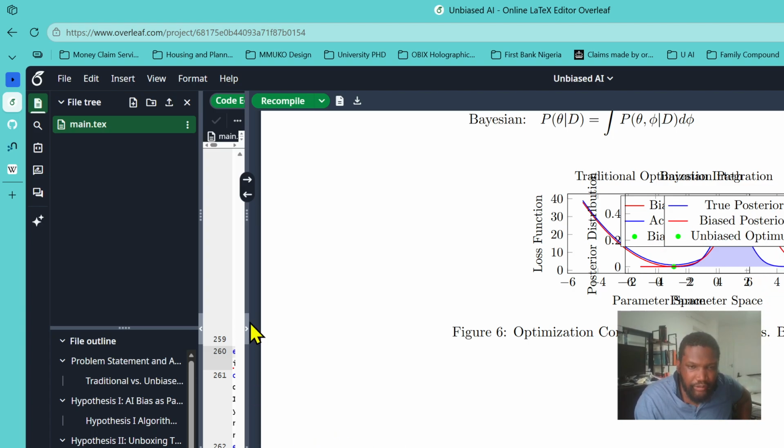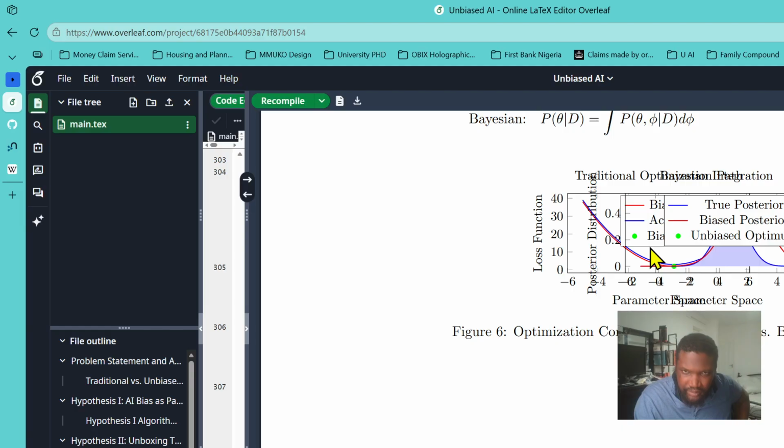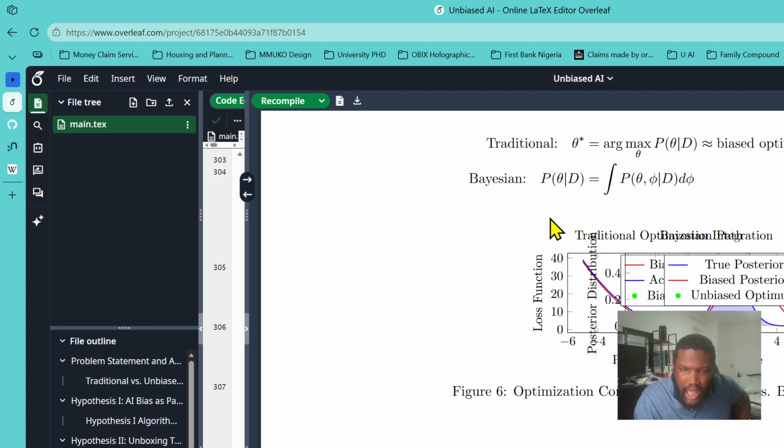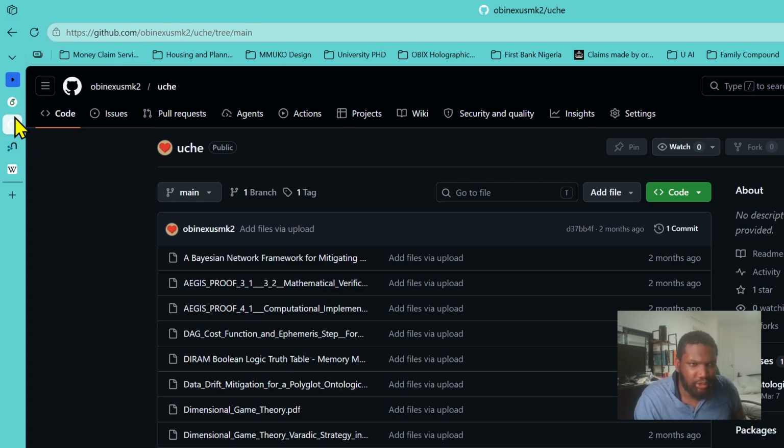So I can't use the graph now because I'm streaming right now. But the graph, what it means is that the posterior distribution, and the posterior distribution, this is prior logic, Bayesian priors.